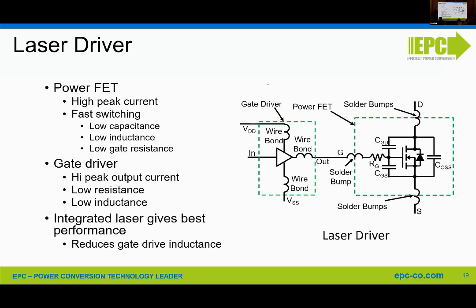The gate driver also looks kind of like a laser driver, where again, you need a high peak current to charge the capacitances in the gate. And you do need low resistance and low inductance to be able to very quickly turn on and off the laser driver. So the integrated laser driver gives you the best performance, primarily because it reduces the gate drive inductances of the circuit.